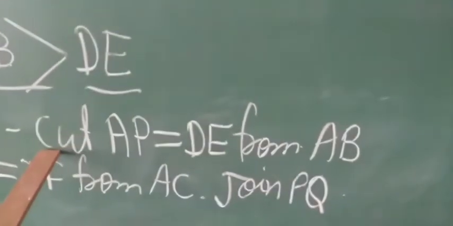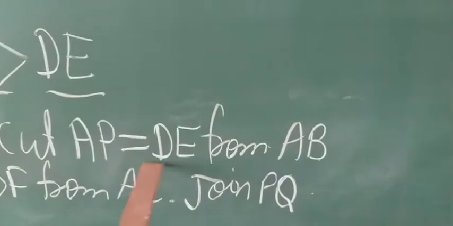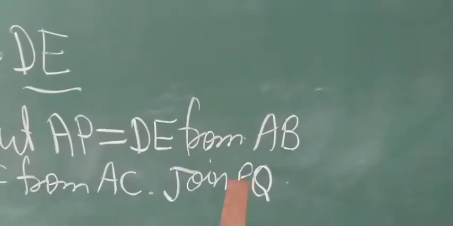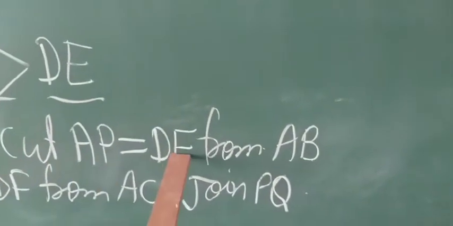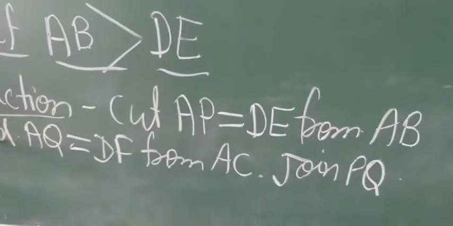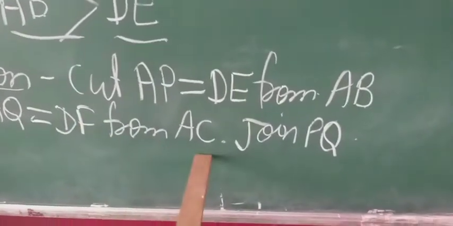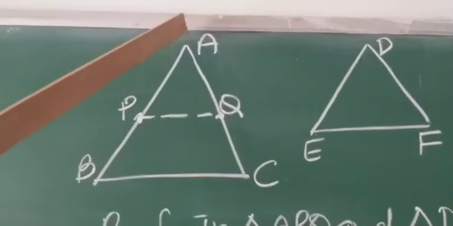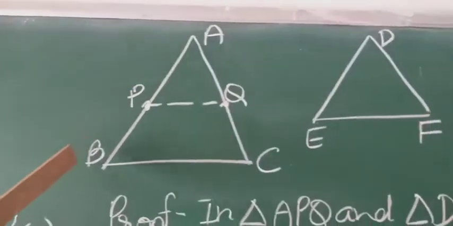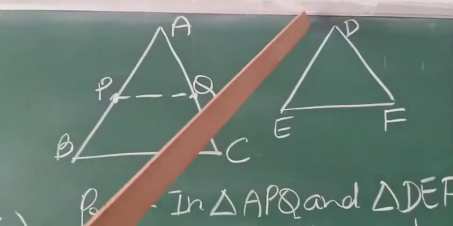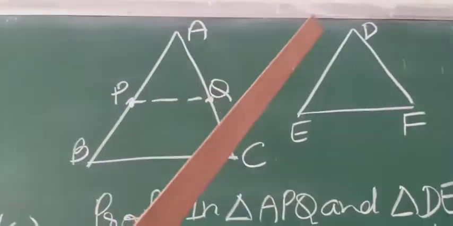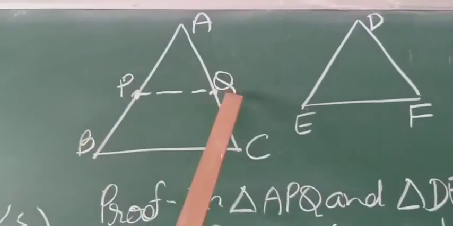Now students, to prove these triangles are similar, we are going to do a construction. In construction, we cut AP equals to DE from AB and AQ equals to DF from AC. Join PQ. You can see we cut AP from AB, AP equals DE and AQ equals DF, and join PQ.